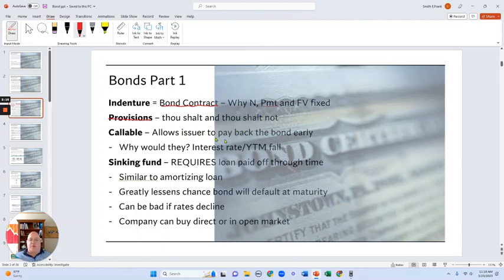But a lot of the provisions we're worried about in this chapter are things like callable. It allows the issuer to pay back the bond early. That's a good thing for the company, right? If interest rates fall, they can reissue the bond at lower interest rates, and therefore would not pay as much interest in the future. Of course, when interest rates fall, your bond would become more valuable.